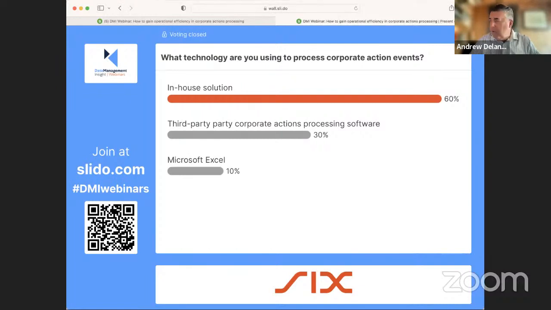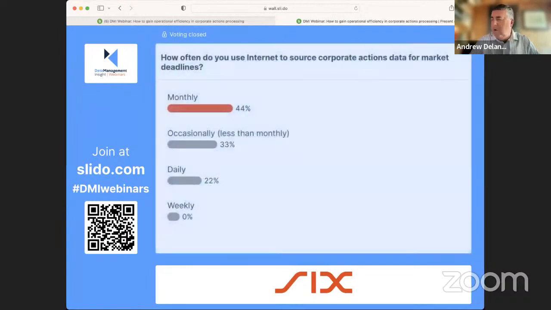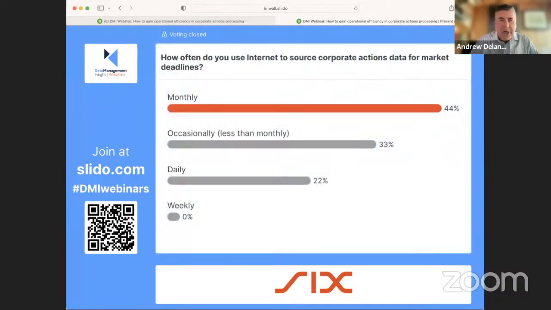Good. So the final poll for now looked at internet usage, how you use it to source corporate actions data. Perhaps not as frequently as people might like. Any comment on that? I'll just say that I'd be surprised that there are firms not using the internet daily. I know it's a valuable source, at least trying to find areas to look for at least. Yeah. Okay. Excellent. Good. All right.